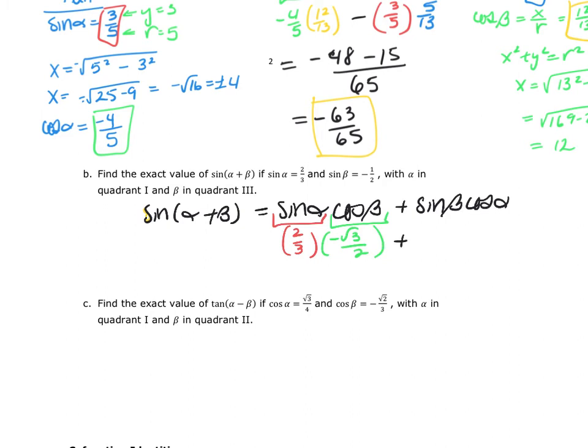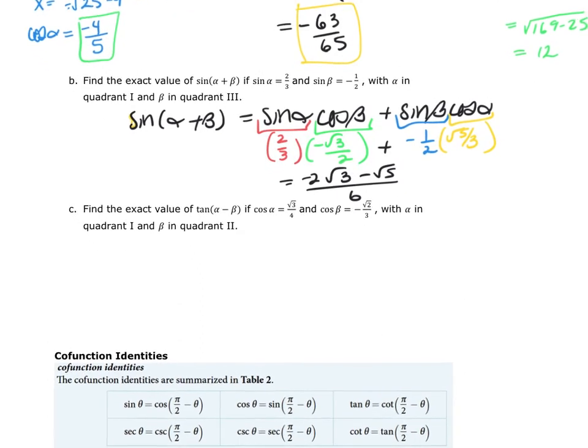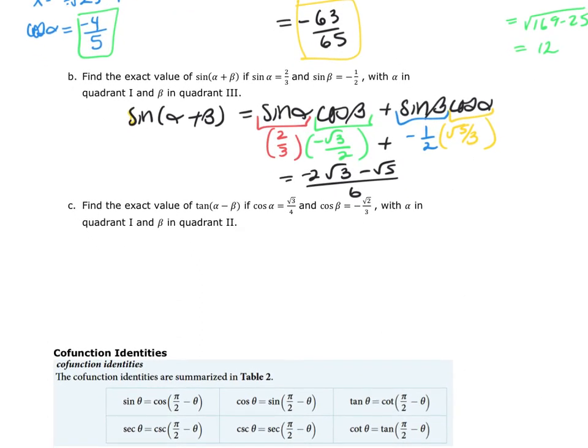And then plus the sine of beta is given to you. So the sine of beta is given to you as -1/2. And then, of course, lastly, the cosine of beta, hopefully you all have the square root of 5 over 3. When you multiply all this together, you're going to get -2 root 3 minus root 5 all over 6 as your final answer. So you're going to do C the same way.